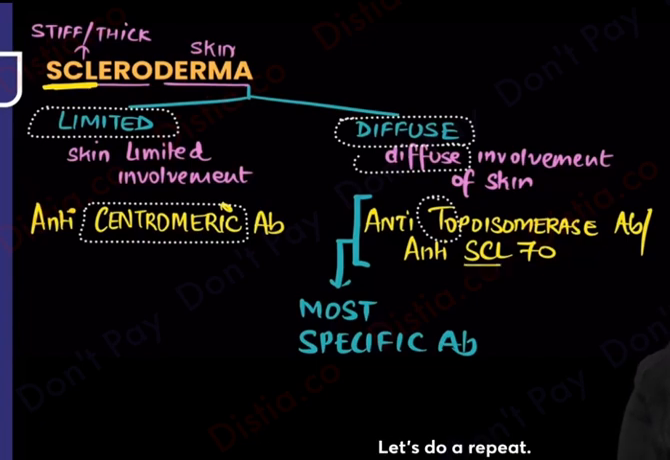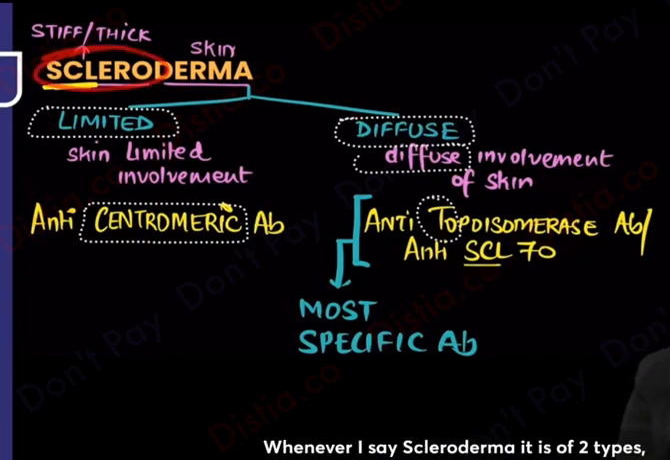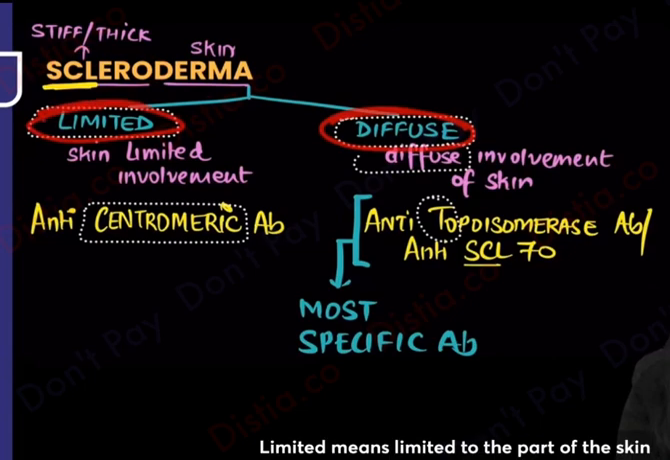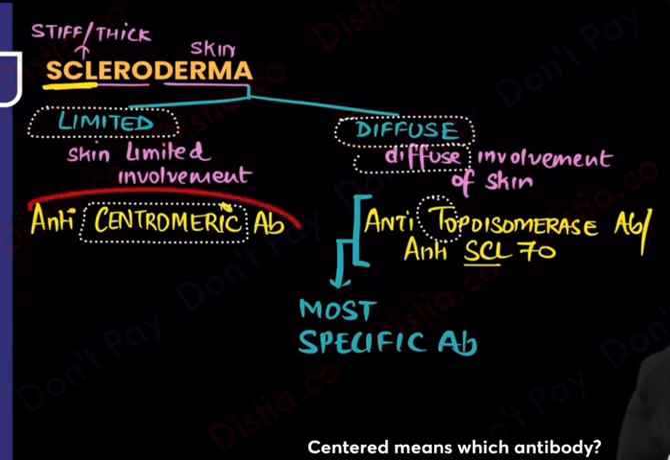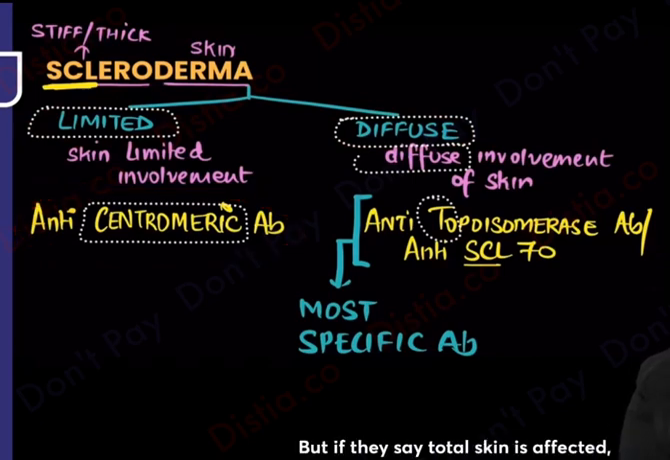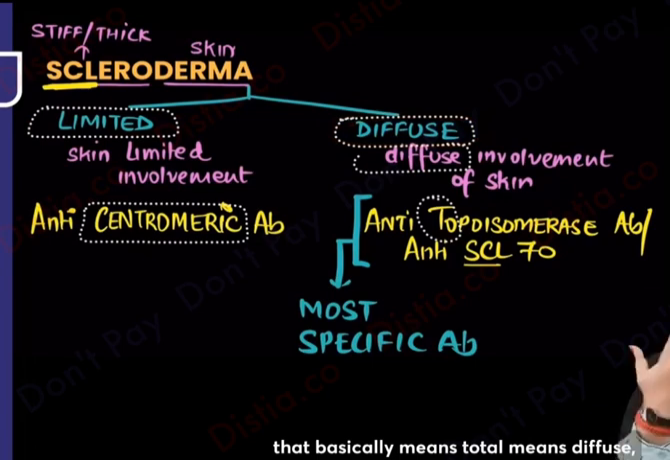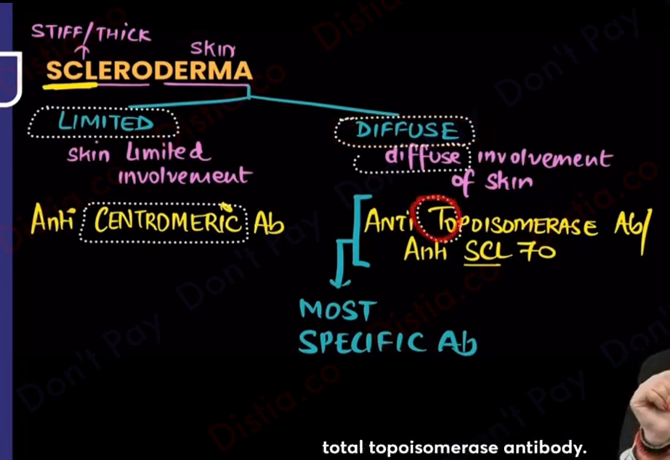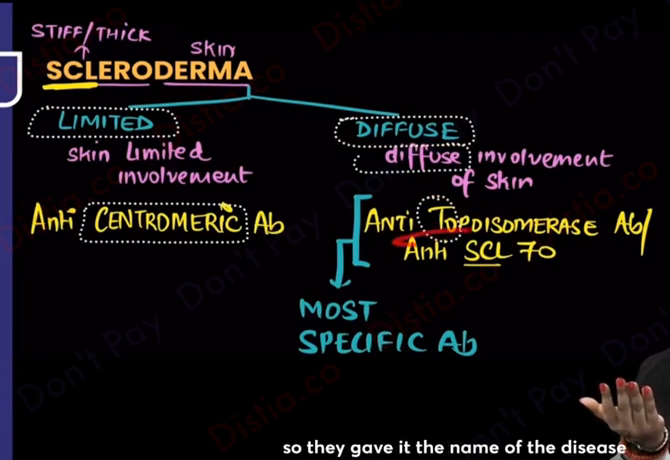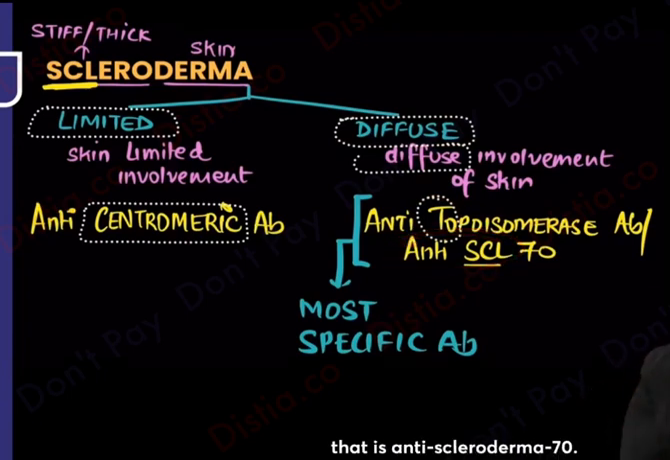Let's do a repeat. Whenever I say scleroderma, it's of 2 types, limited or diffuse. Limited matlab limited to the part of the skin. It is centered. Centered means which antibody? Anti-centromeric. But if they say total skin is affected, that basically means diffuse, total, topoisomerase antibody. This is the most specific. So they gave it the name of the disease, that is anti-scleroderma 70.